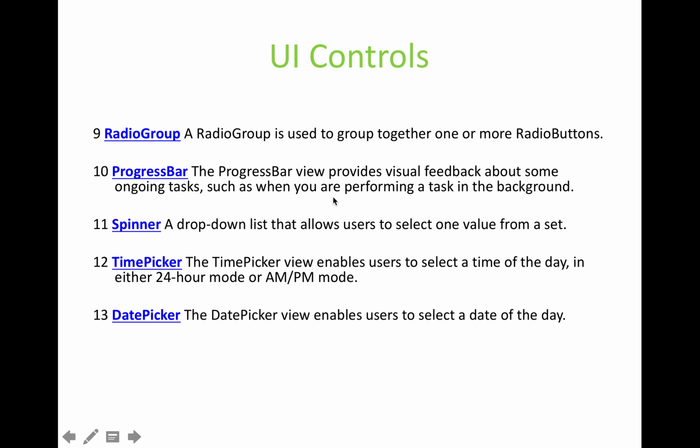ProgressBar views provide visual feedback about some ongoing task, such as when you are performing a task in the background. Spinner is a drop-down list that allows the user to select one value from a set. TimePicker view enables the user to select a time of the day, either in 24-hour mode or AM/PM mode. DatePicker view enables the user to select a date.